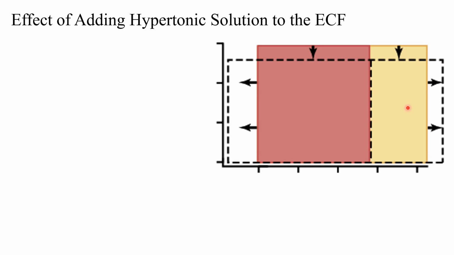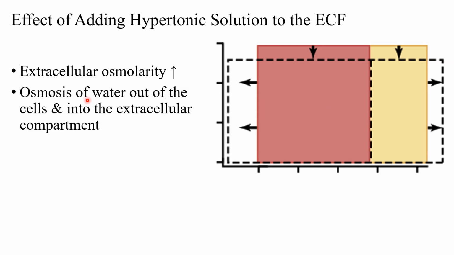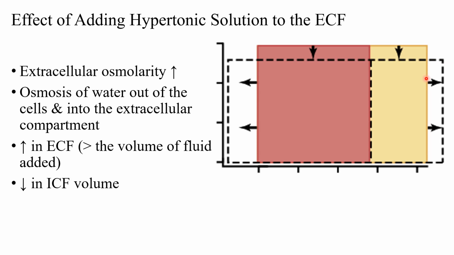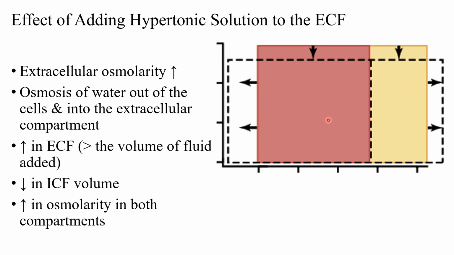extracellular compartment, right? So first it becomes diluted. Extracellular osmolarity increases, with osmosis of water out of the cell and into the extracellular compartment. So both osmolarities increase, right? First it is 300. When water is moving, what will happen? It becomes more than 300. Are you getting it? The one outside is also already high. So there is an increase in extracellular fluid volume and a decrease in intracellular fluid volume, with an increase in osmolarity in both compartments, right? Suppose here it is 300, you put in 50, it becomes 350.